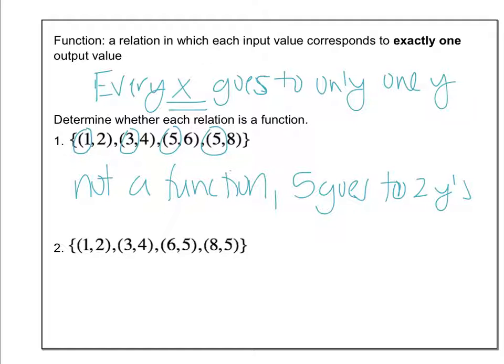What about when you look at number 2? Again, the focus is on the x's. When you look at the x's, those are all separate. Even though 6 and 8 both go to 5, that's fine. They're going to their own value. They don't go to two different values, so this is a function. It's not the y's we're worried about. It's about the x's. X can't be the same number, because if you have two of the same x's going to two different numbers, that's where it breaks.